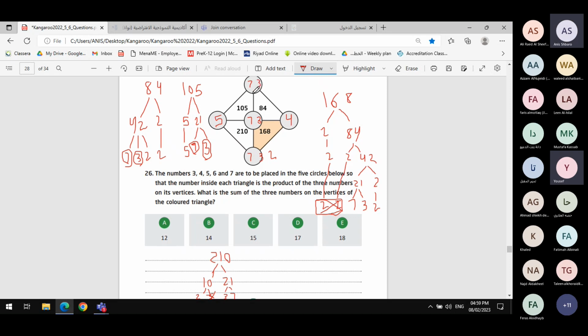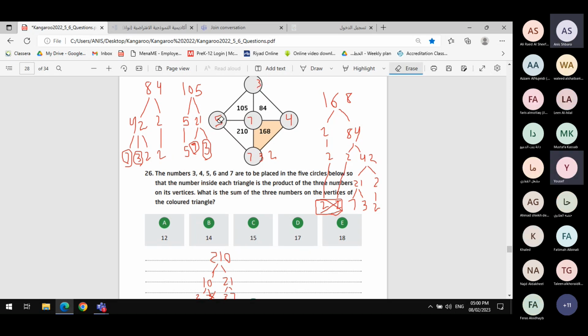Now let's try. Let's guess maybe here 3. Let's take away the 7. So if here 3, here 7, 3 times 7 times 4 is 84. 3 times 7 times 5 is 105.